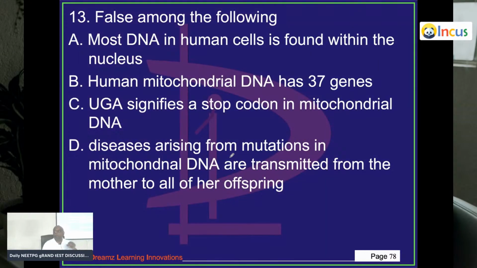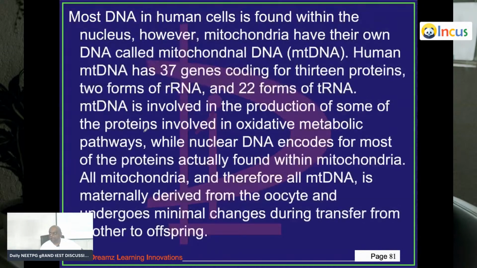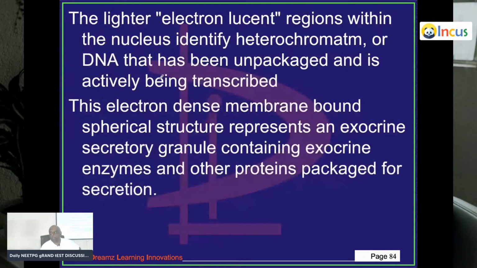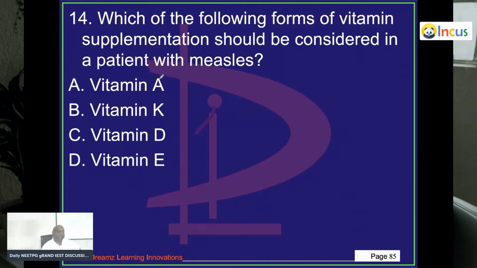Now, what is the wrong statement about this? UGA does not signify the stop codon in mitochondrial DNA. It does that in nuclear DNA. So in mitochondrial DNA, UGA codes for tryptophan. That's the point. You can't help it.